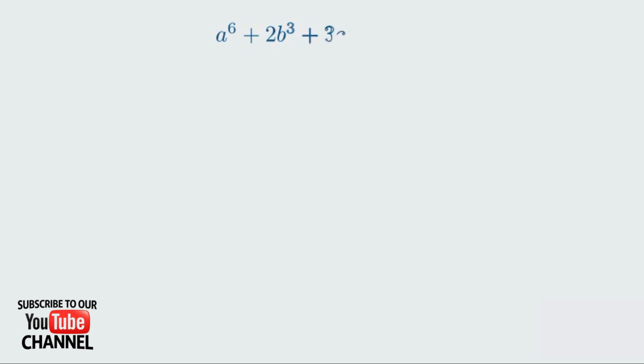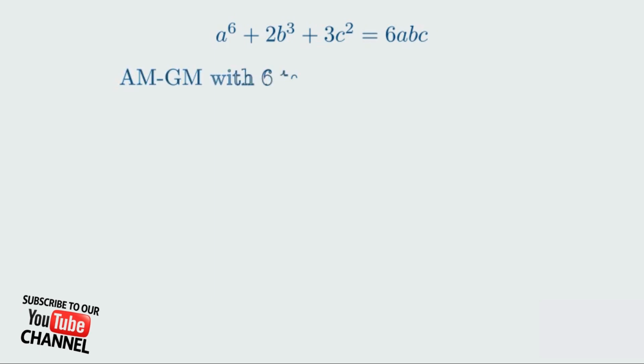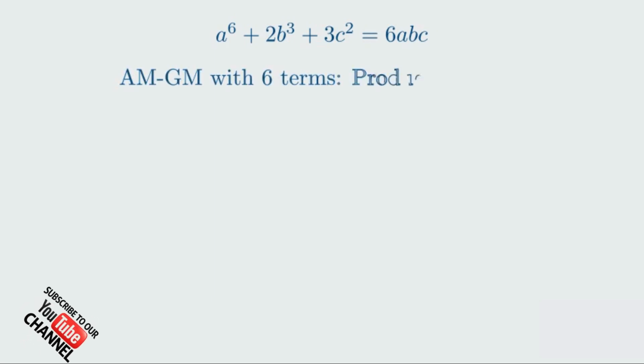Let's return to the equation before we divide it. The right side, 6abc, gives us a strong clue. We need to find 6 terms whose geometric mean is abc. This means the product of the terms should be a to the sixth, b to the sixth, c to the sixth. So, we need to apply AM-GM to 6 terms that will multiply to a to the sixth, b to the sixth, c to the sixth. Our goal is to make the left side of our equation, a to the sixth plus 2b cubed plus 3c squared, look like the sum of 6 terms.